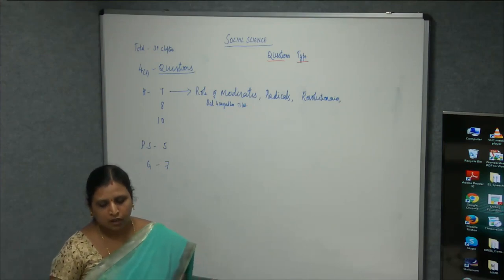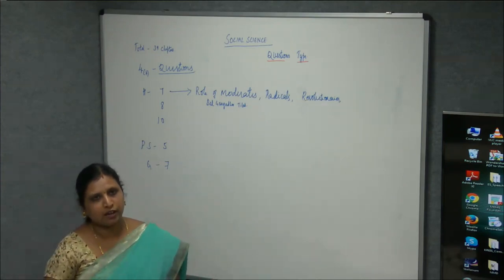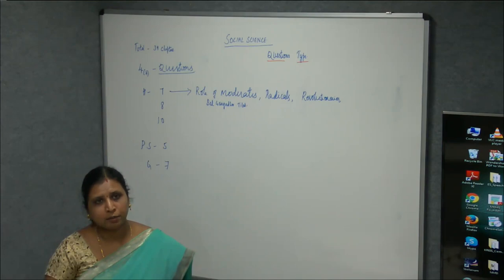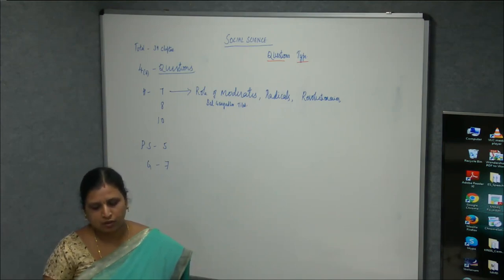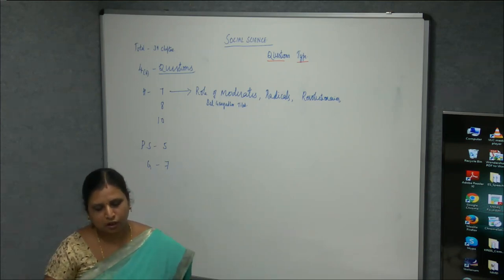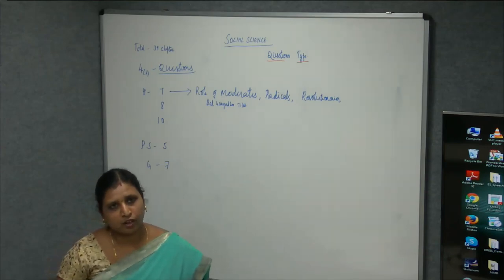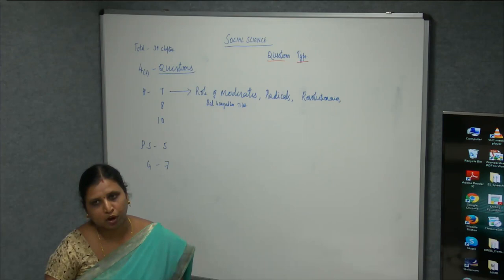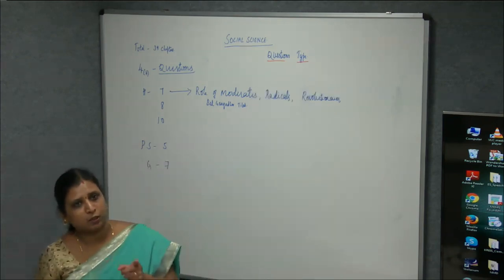Boycotting schools, colleges and courts, boycotting elections to regional legislative bodies, and returning all the honors and medals. Resignation of all members nominated to the local bodies, boycotting all government functions, boycotting foreign goods, and encouraging handloom and khadi products. In your textbook, they have given only 6 points.